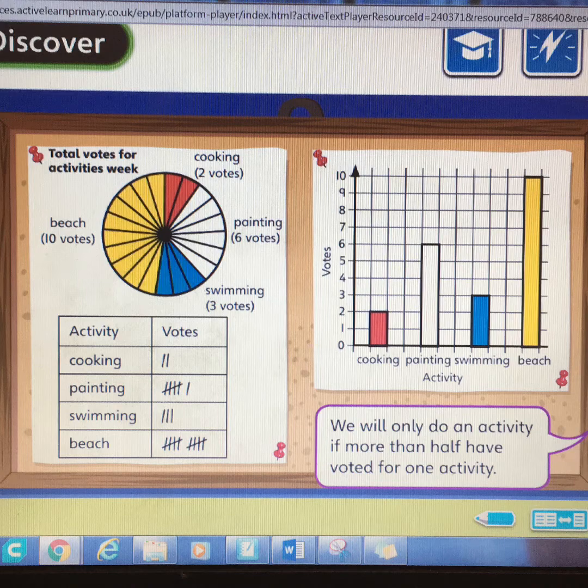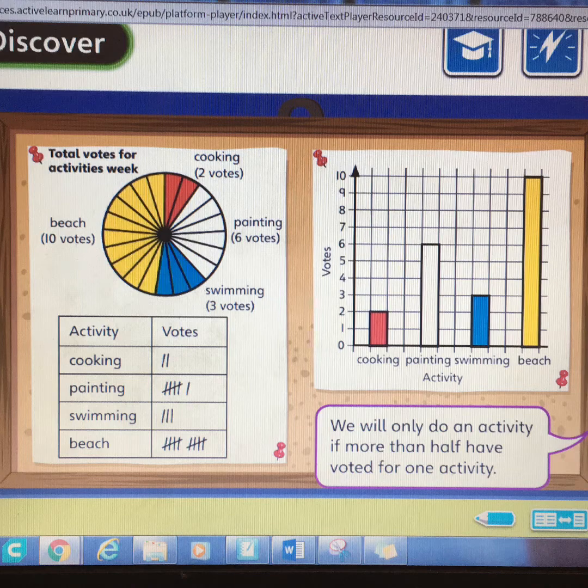So if we look at these 3 charts, graphs and tables, I'm going to ask a little bit of information to start us off so that we are confident with reading this information. First of all, always read the label. It says this is the total votes for activity week. It could be that the children were asked what they would like to do for activity week, or what they did during activity week, or what their favourite activity was. It doesn't really matter, but some kind of story always helps us to make sense of this information.